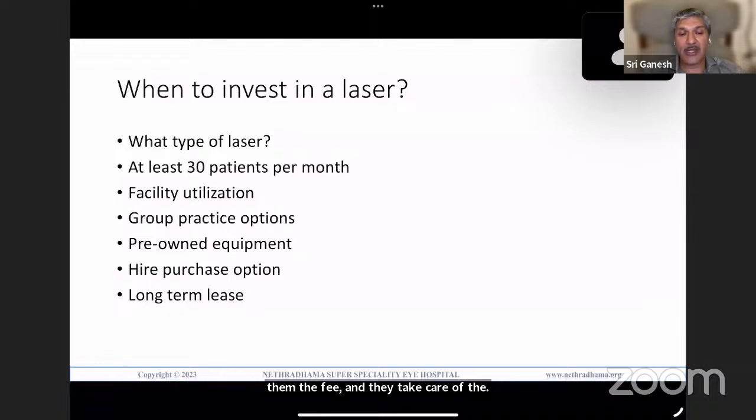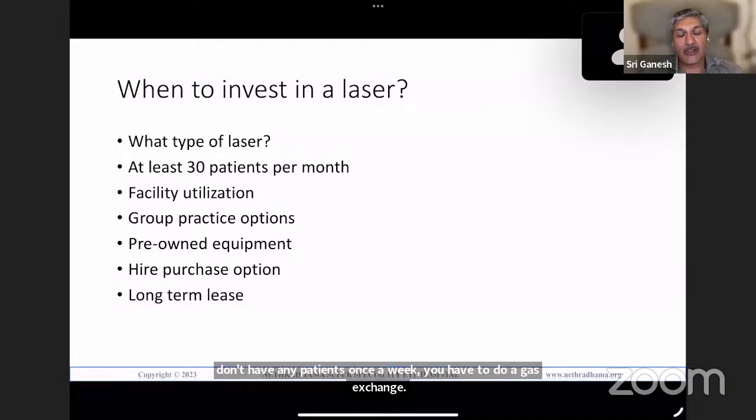Because the CMCs are very expensive. They can vary anywhere from 25 to 50 lakhs depending upon your machine. And if you don't have enough number of patients, then this is a recurrent expenditure, not only your EMI, but the CMC. And also, suppose you don't use the excimer laser, you still have to do a gas exchange. So even if you don't have any patients, once a week, you have to do a gas exchange. Otherwise, the cavity gets spoiled.